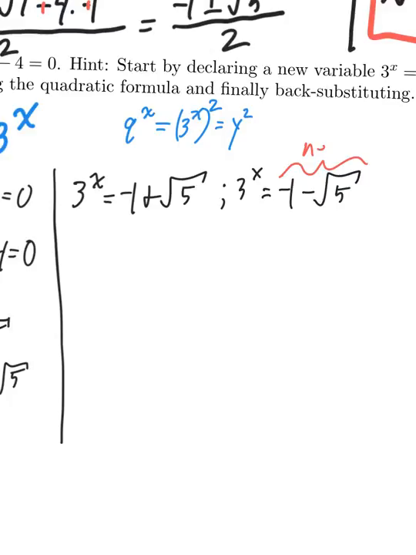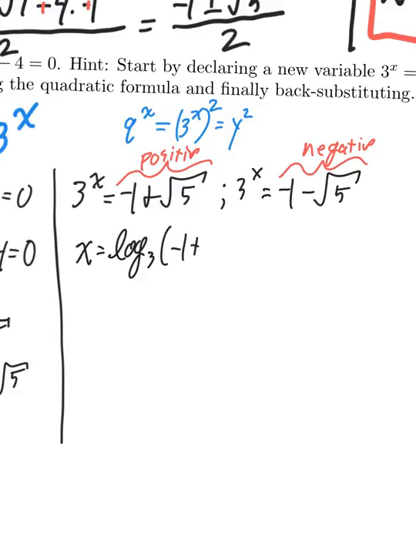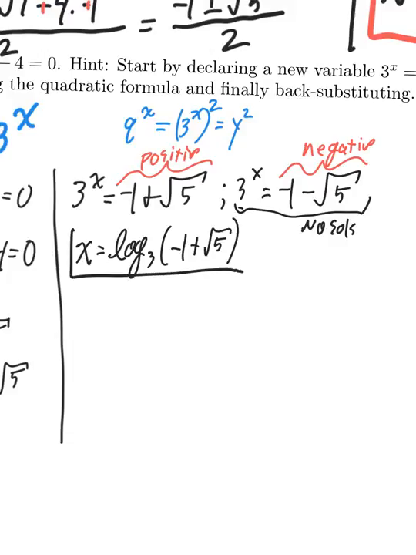Just like before, that quantity is negative. This quantity, square root of 5, is like 2 and some change, so this quantity is positive. So this first one has solution x equal to the log base 3 of negative 1 plus the square root of 5. The second bit is an exponential equal to a negative. It has no solutions. So this is the only solution to that equation.